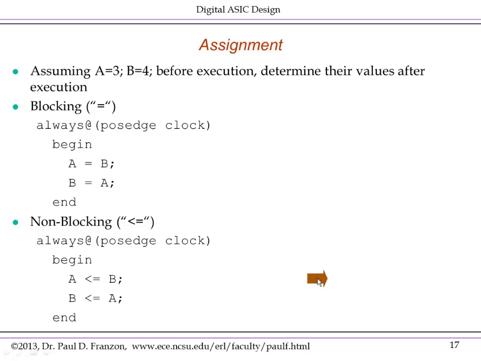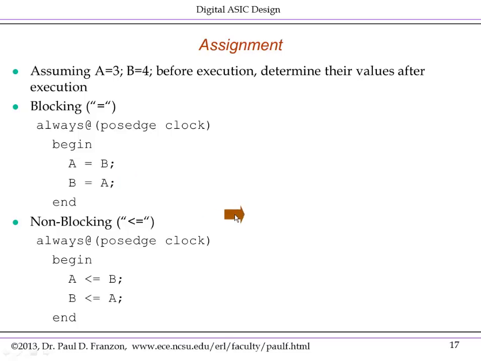Let's look at what difference that makes in terms of actual execution of a small example piece of code. So let's say we have this piece of code, A equals B, B equals A, that is meant to be the output of flip-flops, so it's assigned in an always at posedge clock statement. Let's say A is equal to 3 and B is equal to 4 before execution. Well, the question is, what are the values of A and B after execution with these blocking and non-blocking statements? I suggest you pause the video and consider what that might be.